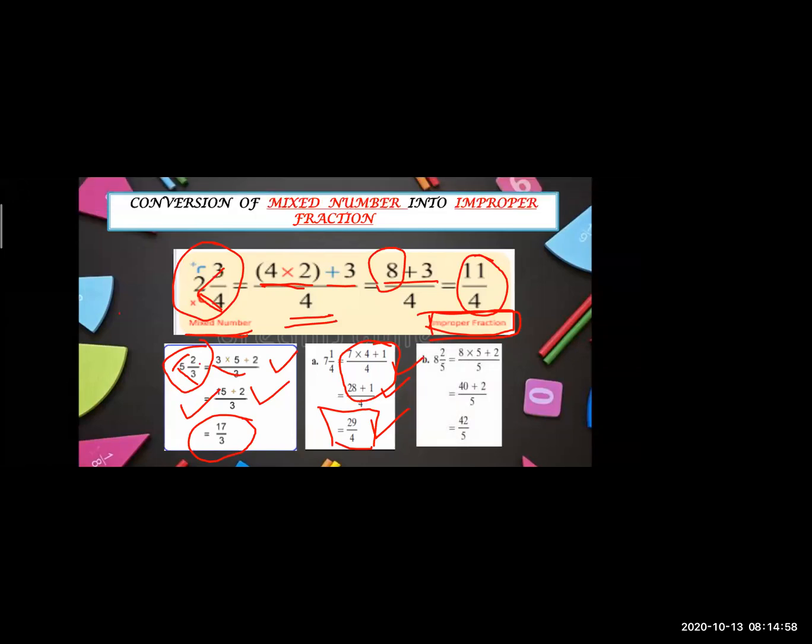See, here also 8 2 upon 5. 8 2 upon 5 gives you 5 8s are 40, and 40 plus 2 is 42 upon 5. So 8 2 upon 5 is a mixed number, which is the result you were supposed to get. 5 8s are 40 plus 2, 42 upon 5.